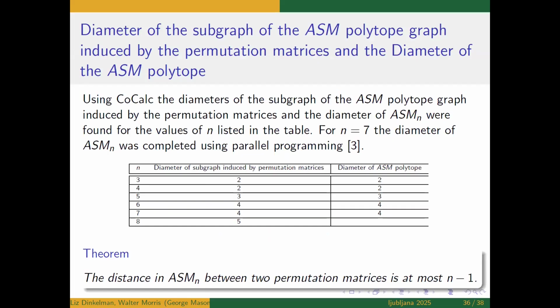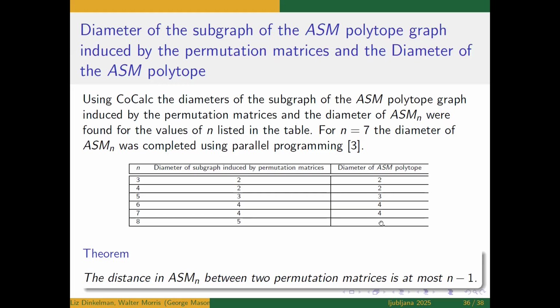Using CoCalc, we found the diameters of the ASM polytope: for n equals 3, it was 2. For 4, it was 2. For n equals 5, it was 3. For n equals 6, it was 4. And then we had to use some parallel programming. A friend of mine, Emily Evans, from BYU, did this for me and found that this had diameter 4. But if you look at the diameter of the subgraph induced by permutation matrices, you get these same numbers.